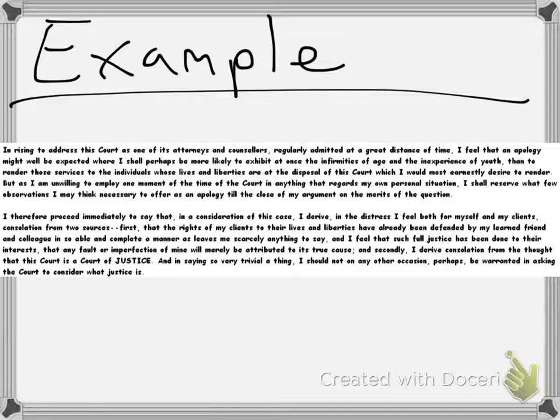I therefore proceed immediately to say that, in consideration of this case, I derive, in the distress I feel for both myself and my clients, consolation from two sources. First, that the rights of my clients to their lives and liberties have already been defended by my learned friend and colleague in so able and complete a manner as leaves me scarcely anything to say, and I feel that such full justice has been done to their interests, that any fault or imperfection of mine will merely be attributed to its true cause. And secondly, I derive consolation from the thought that this court is a court of justice. In saying so very trivial a thing, I should not on any other occasion, perhaps, be warranted in asking the court to consider what justice is.